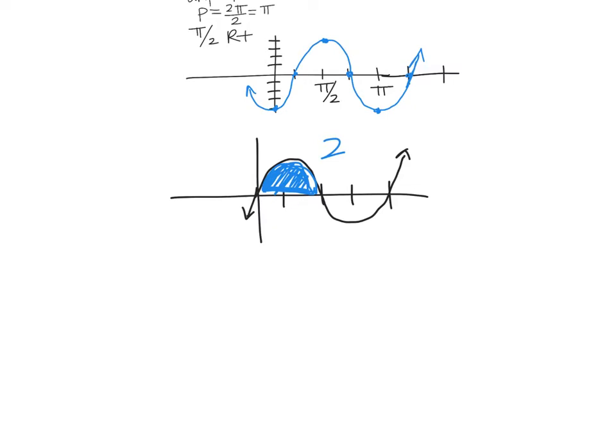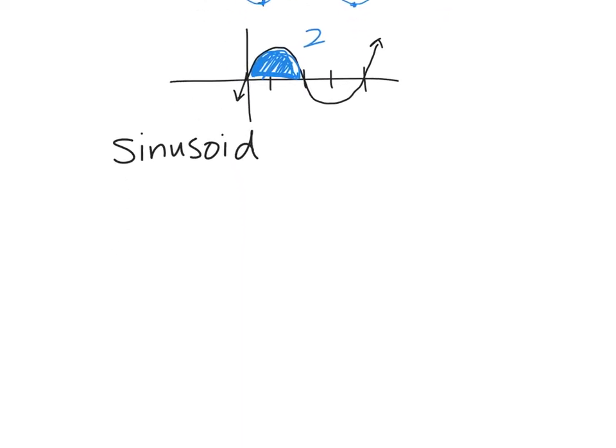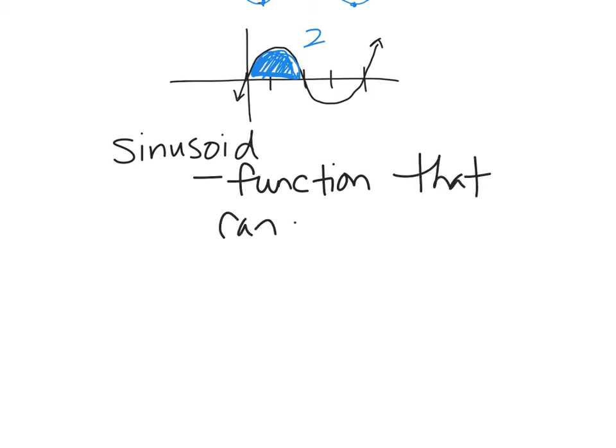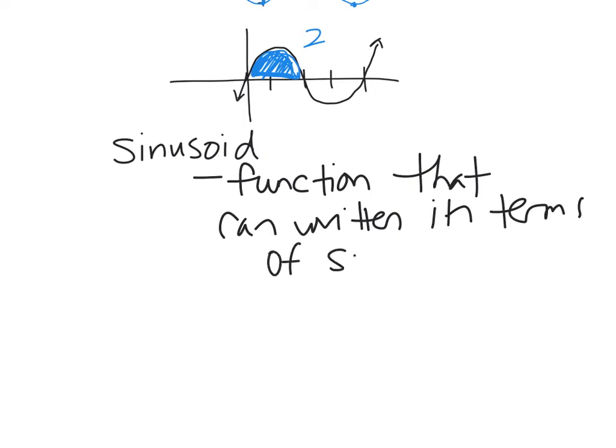Now, we're going to talk about something called a sinusoid. It sounds like a disease of some sort, but it's not. It's actually much better than that. A sinusoid is basically a function that can be written as a sine function. Not cosine, but sine. Can be written in terms of sine.